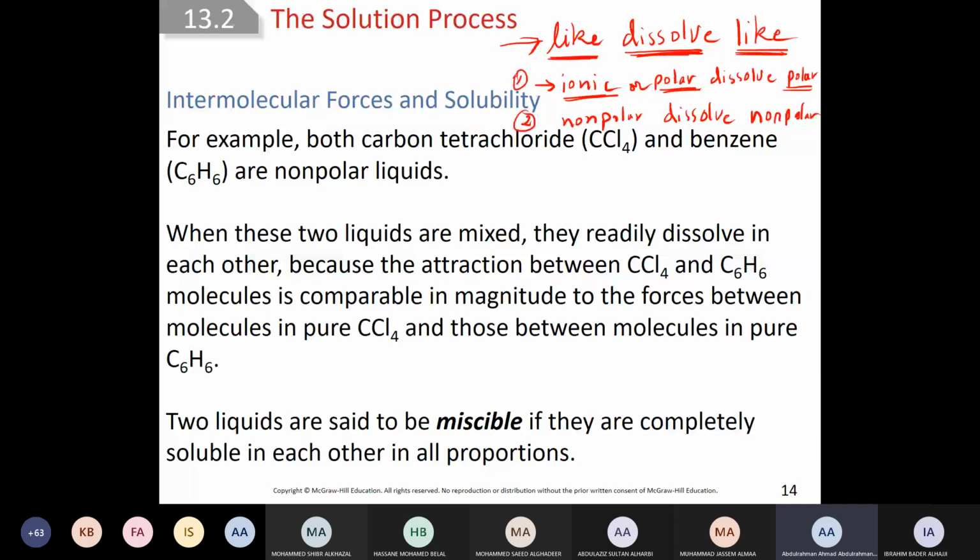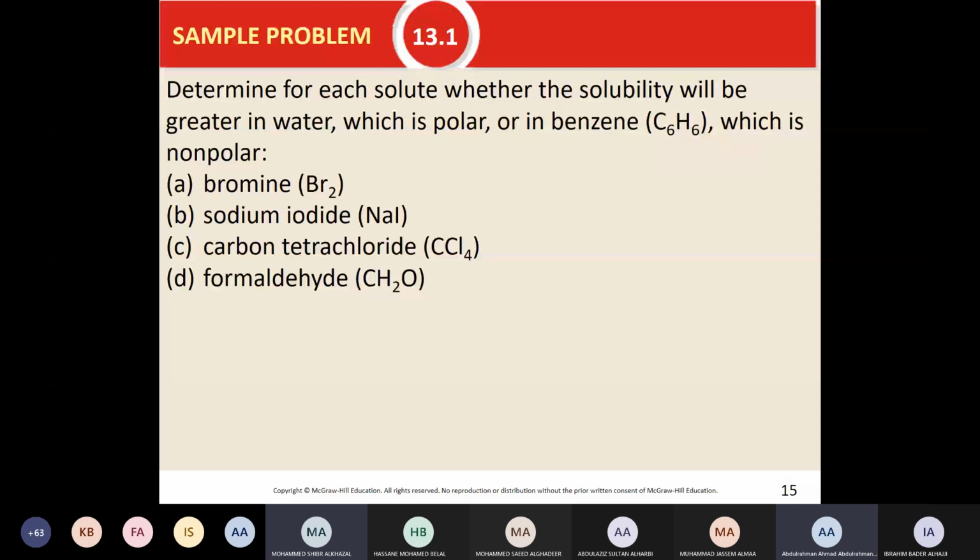In example 1, why like dissolve like in this case? Because polar or ionic means charge, dissolve in what? In polar. What does polar mean? It has charge, partial positive or partial negative. Is this clear? And in concept 2, why like dissolve like? Because both are non-polar. Good. Let's solve this example.